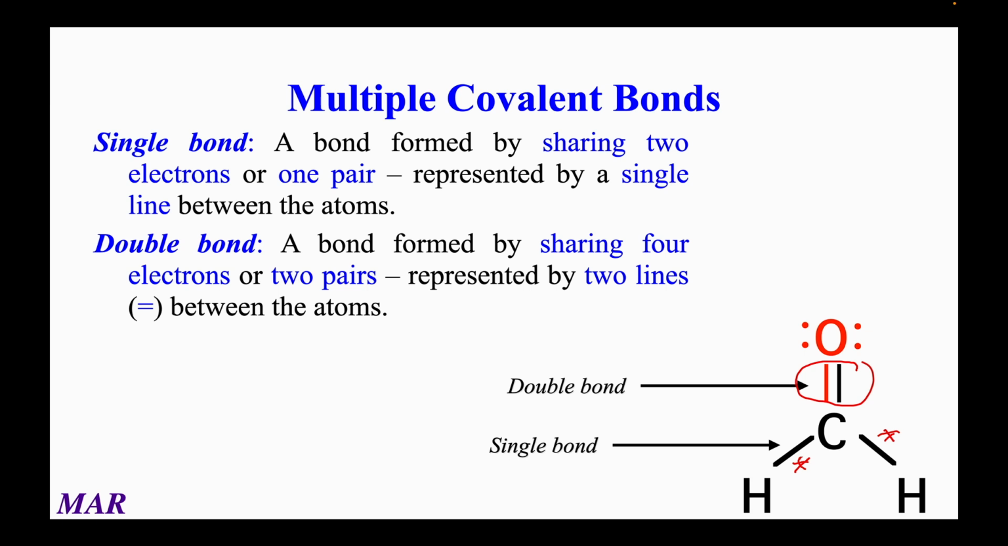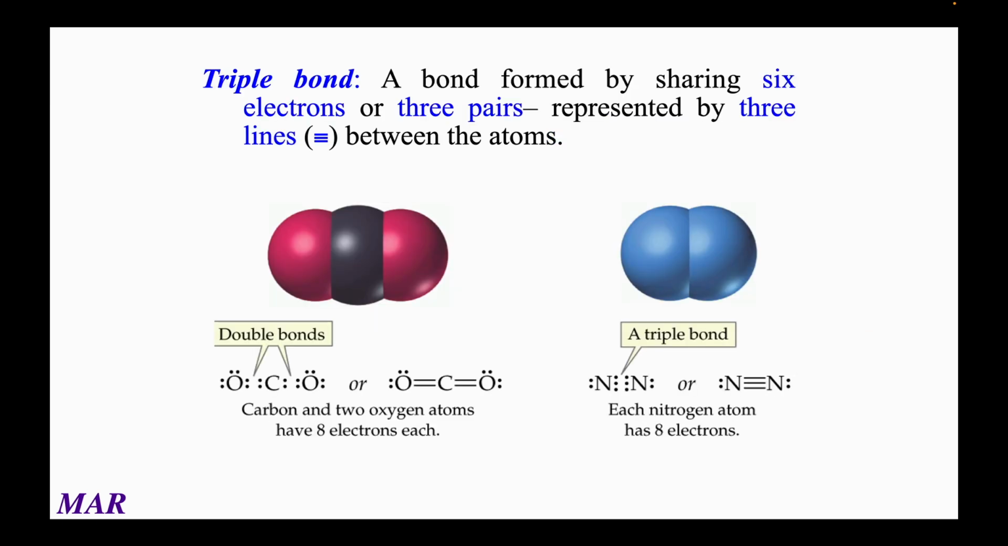If you look at the oxygen, it has the 2 bonding pairs to carbon and 2 lone pairs for a total of 4 pairs, which again is the octet. So that's an example of a double bond, a multiple covalent bond. You can have more than one bond between atoms, and a double bond or even a triple bond are possible with Lewis structures. Here's some examples of double and even a triple bond.